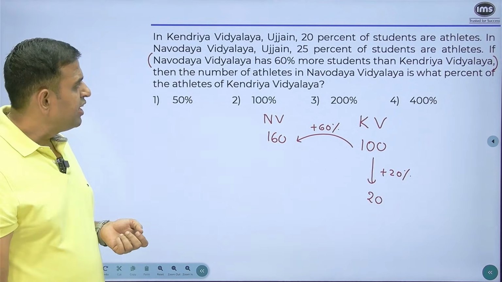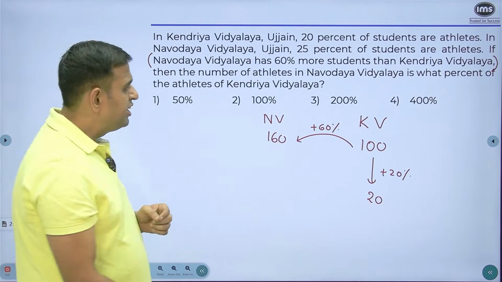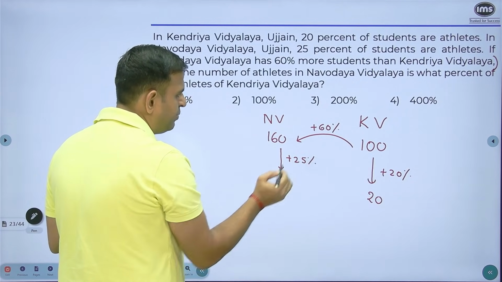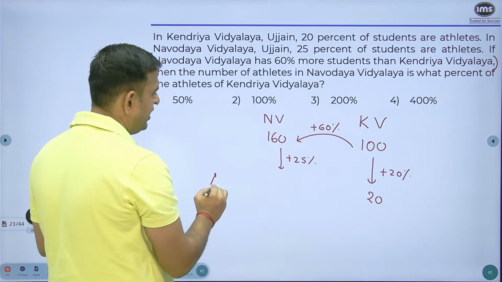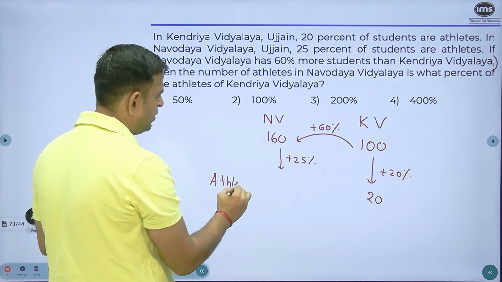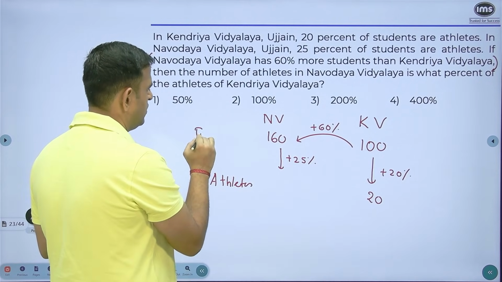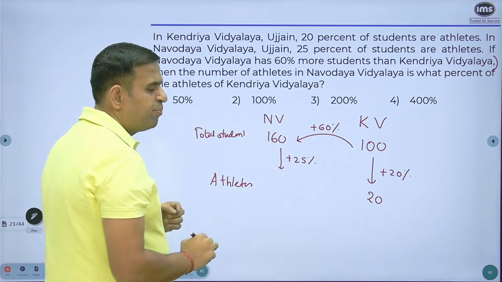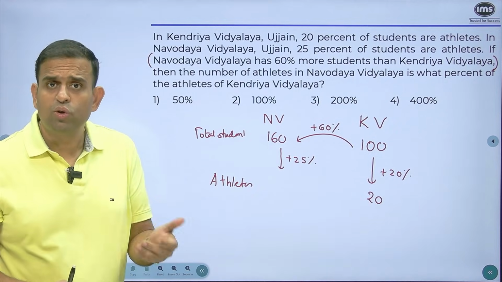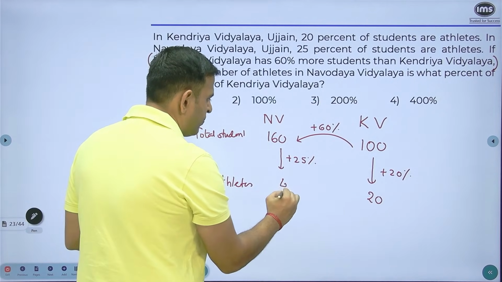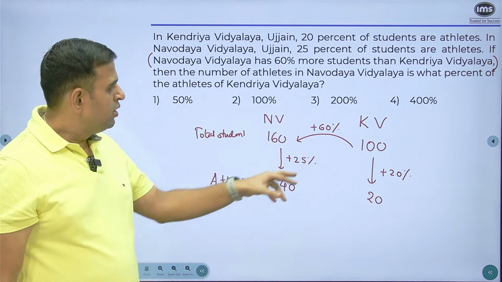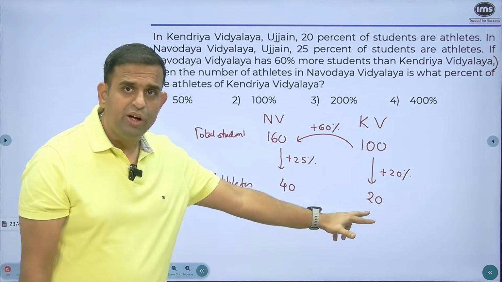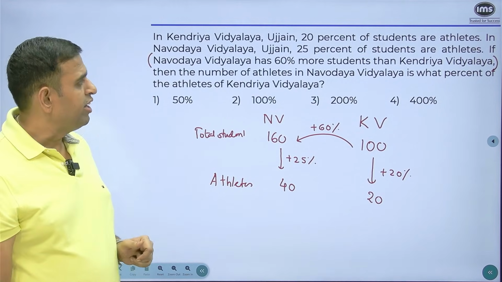And for Navodaya Vidyalaya, that number happens to be 25%. So one can say for the number 160, 25% of them are athletes. I will write here A. And this 25% of the number 160 basically means 1/4 of 160, giving you 40. So we found out that if I assume the number of students in Kendriya Vidyalaya to be 100, then the corresponding athletes in KV came out to be 20 and NV came out to be 40.